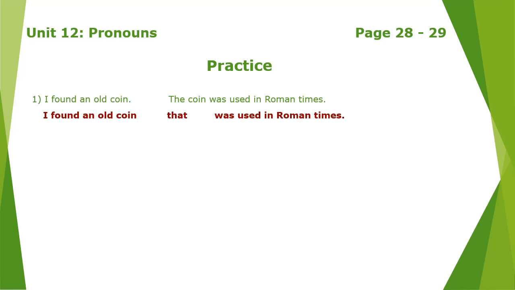Okay, يعني I already talked about the coin in the first sentence. So in the second sentence I will delete the coin. Why؟ لأنه already اتكلمت عنها في الجملة الأولى. So I will delete the coin. يعني second sentence هتبدأ من was used in Roman times. يعني السنتنس الكبيرة بتاعتي بقت I found an old coin that was used in Roman times. عملت شنو يا جماعة؟ حذفت الحاجة المكررة من sentence رقم number 2.